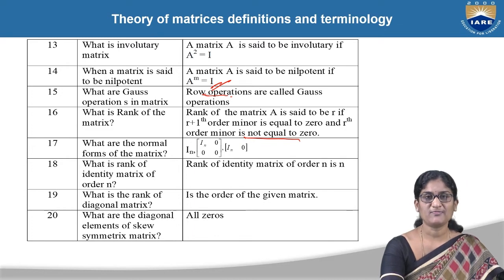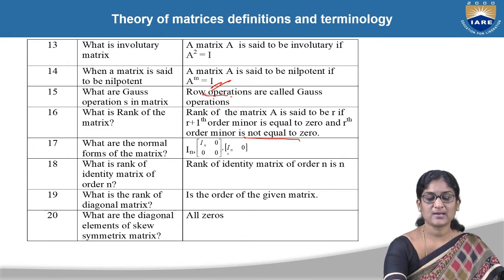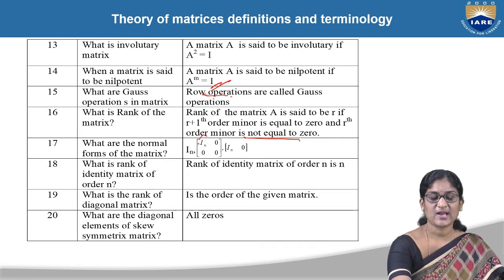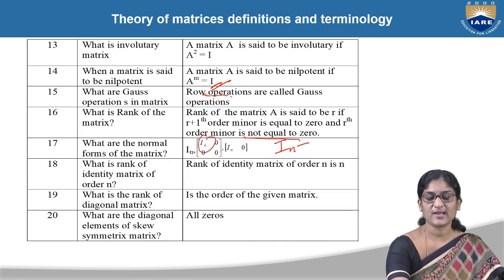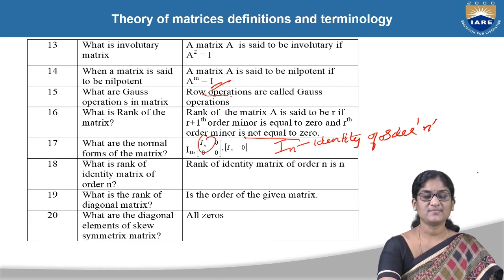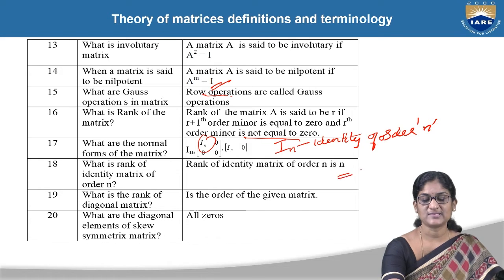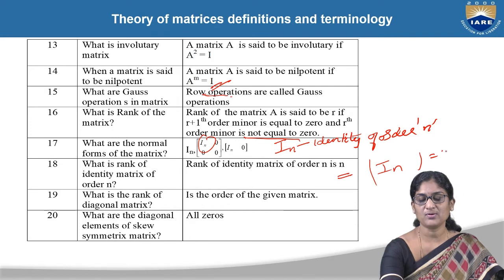What are the normal forms of matrices? I_r, [I_r 0], [I_r; 0], and [I_r 0; 0 0] are the normal forms of matrices, where I_n is nothing but the identity matrix of order n. What is the rank of the identity matrix of order n? The rank of the identity matrix of order n is n itself, because the determinant of the identity matrix of order n is equal to 1.